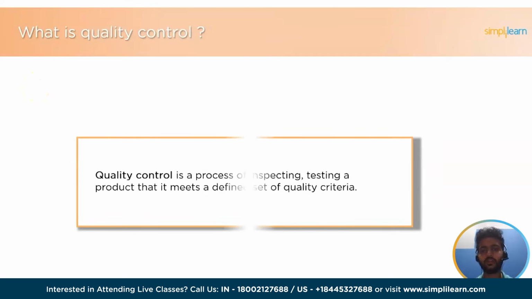Now comes, what is quality control? Quality control is a process of inspecting, testing, or auditing a product or service to ensure that it meets a defined set of quality criteria or customer requirements. It is a systematic and independent examination of the product or service to evaluate whether the relevant quality requirements are fulfilled. Quality control focuses on detecting and preventing defects in a product rather than improving the overall quality of the product. It typically involves inspecting a sample of products to ensure that they meet the required standards and taking corrective action if necessary. So this was quality control.